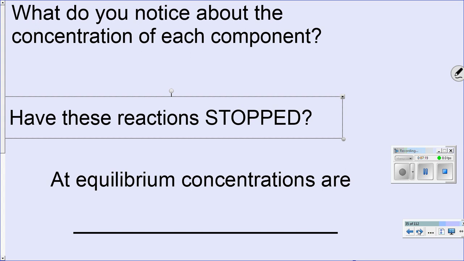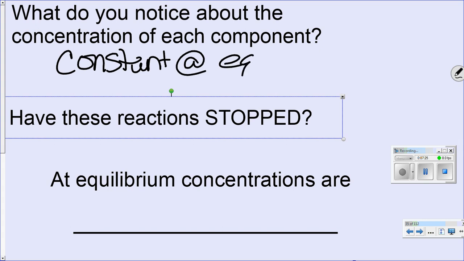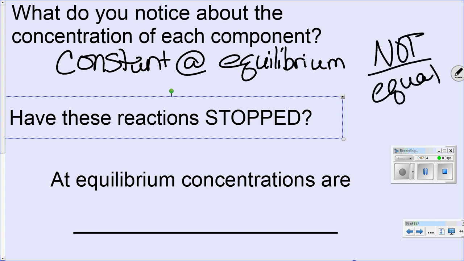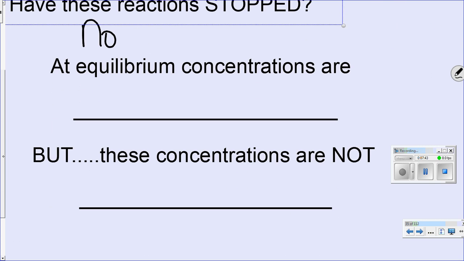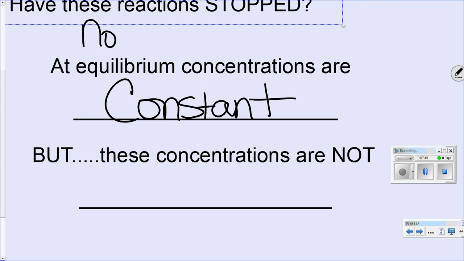So what we notice about the concentration of each component is they become constant at equilibrium. It is very important to note that they are not equal to one another. So concentrations are not equal to one another at equilibrium. No, these reactions have not stopped. Equilibrium is dynamic. At equilibrium, concentrations are constant. But these concentrations do not have to be equal. Now, you could have a particular system where they are, but that's not definitional, it's not a rule, and we usually don't deal with situations like that.